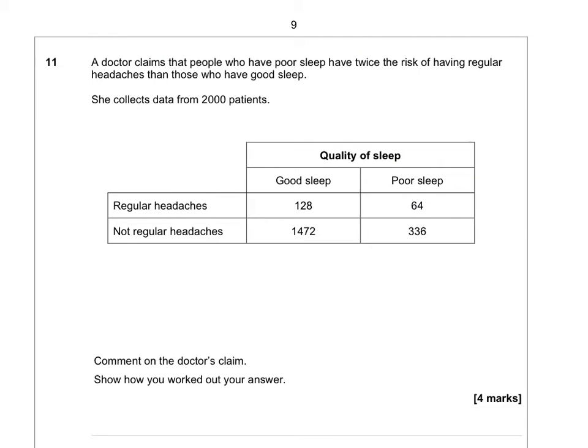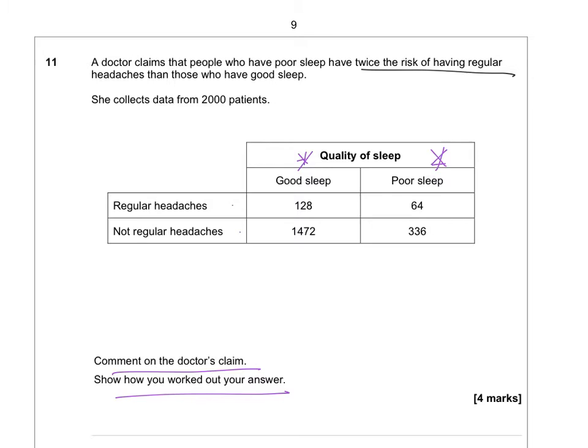Question 11. A doctor claims that people who have poor sleep have twice the risk of having regular headaches than those who have good sleep. She collects data from 2,000 patients. We have a two-way table showing people who have good sleep and whether or not they have regular headaches or not regular headaches, and people who have poor sleep and whether or not they have headaches or not. Comment on the doctor's claim and show how you worked out your answer.